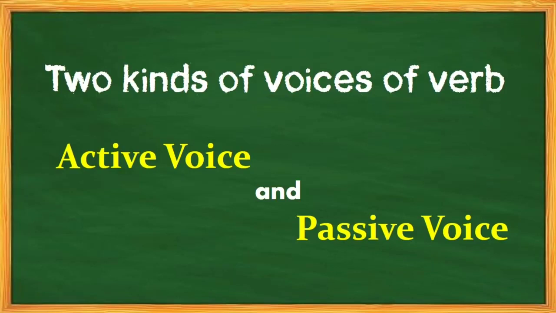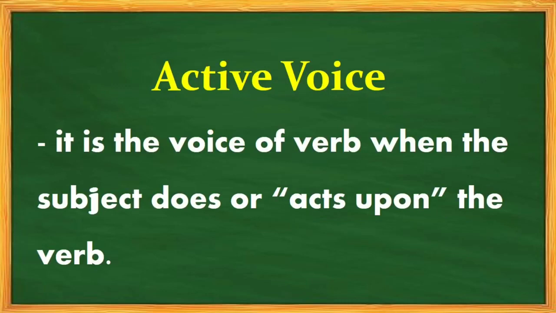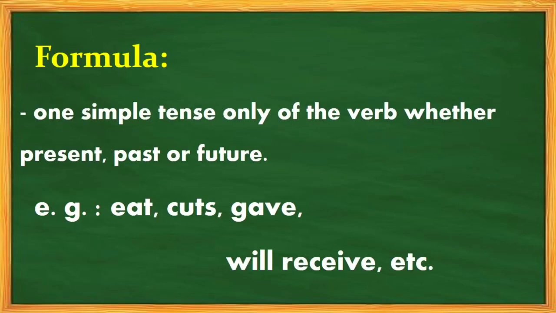When you speak of active voice, it is the voice of the verb when the subject does or acts upon the verb, meaning to say, the subject is obviously and actively the doer of the action. For you to remember, its formula is one simple tense only of the verb, whether present, past, or future. Examples are eat, cuts, gave, will receive, and many others.